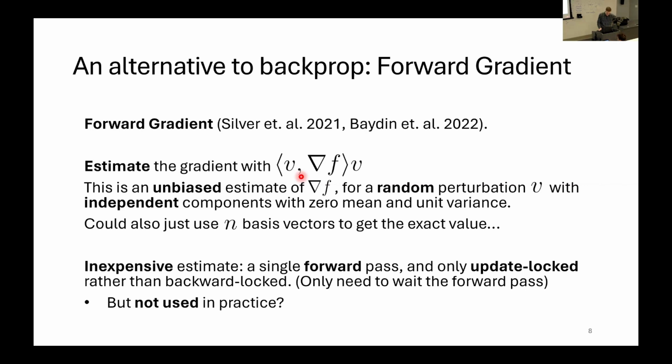We have an unbiased estimate of the gradient of our function. If you have any random perturbation with independent components, zero means and unit variance, we have an unbiased estimate. We can also say that rather than having a random estimate, we could just use n basis vectors to get the exact value of our gradient.